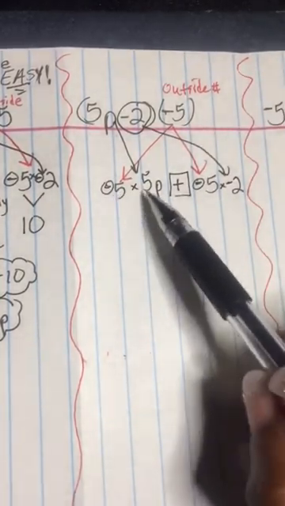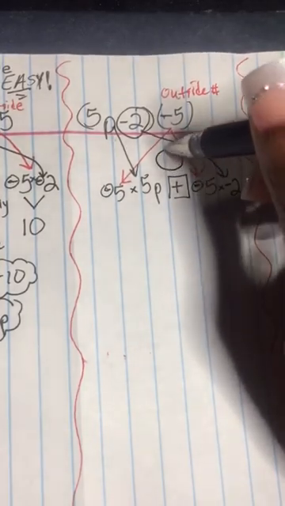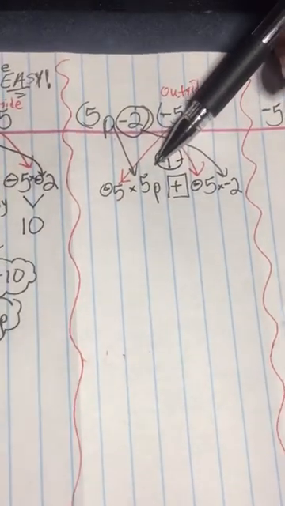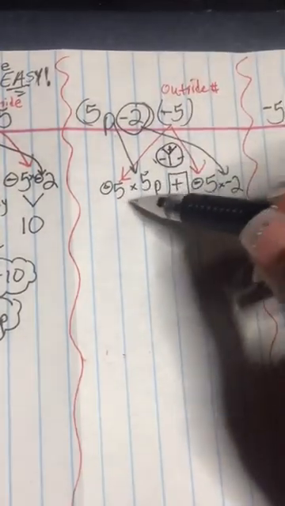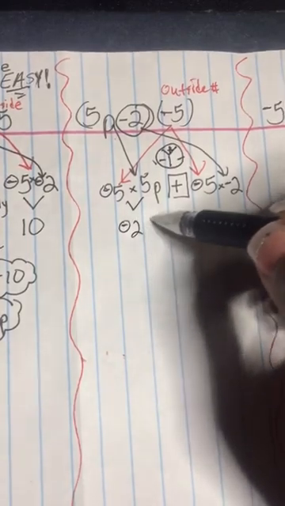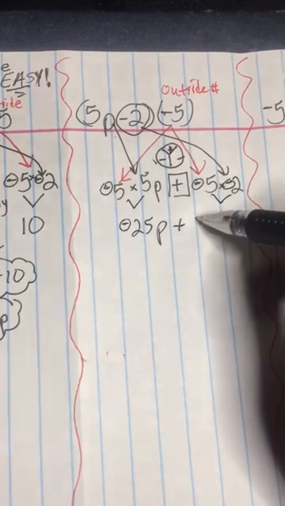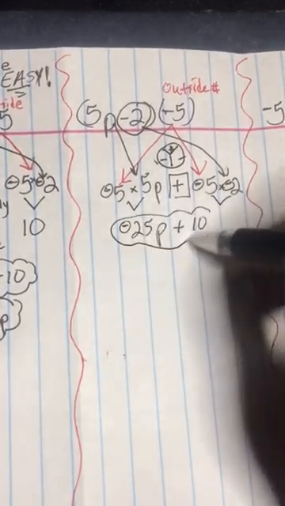You're going to use your peace sign. I'll draw it up here this time. You have a positive, negative, negative. A negative times a positive. I'll cover up the negative and the positive. That leaves me with a negative answer. So I have -25p plus negative times negative gives me a positive 10.